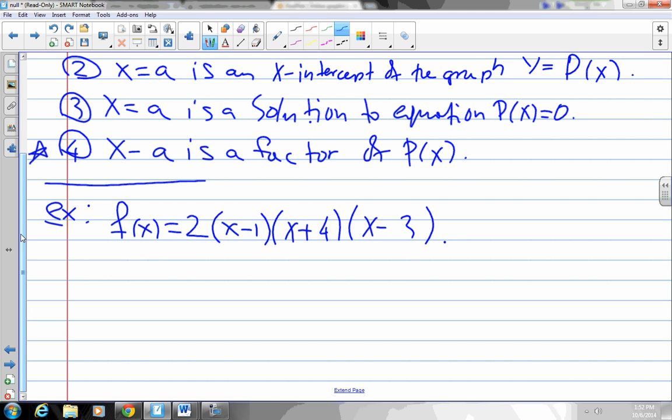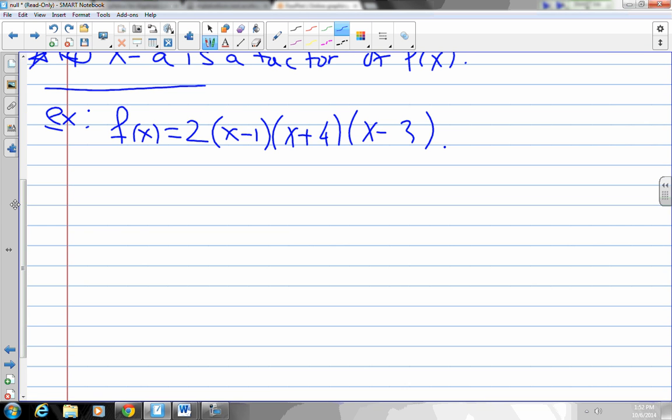And that's the first statement. If x minus 1 is a factor, then 1 is a zero of this function. At the same time, these numbers 1, negative 4, and positive 3 are also x-intercepts. So I already know the x-intercepts, and they'll help me sketch the graph of this function. Now check this out. The 2 doesn't really do much, it just stretches the graph, so I don't care. But look at that. I already have the x-intercepts: negative 4, positive 1, and positive 3. Now I just need to connect those dots.